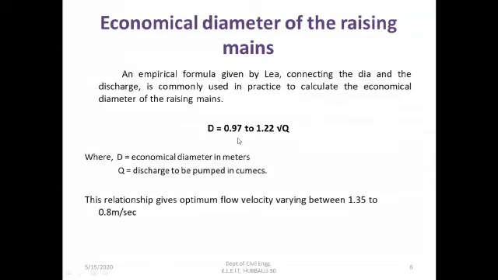In order to calculate this economical diameter, in common practice we use the empirical formula given by Lea, connecting the diameter and the discharge, which is given as D is equal to 0.97 to 1.22 square root of Q, wherein D is the economical diameter in meters and Q is the discharge to be pumped in cumecs. And this relationship gives optimum flow velocity varying between 1.35 and 0.8 meters per second. So this is how the economical diameter of the rising mains is calculated.